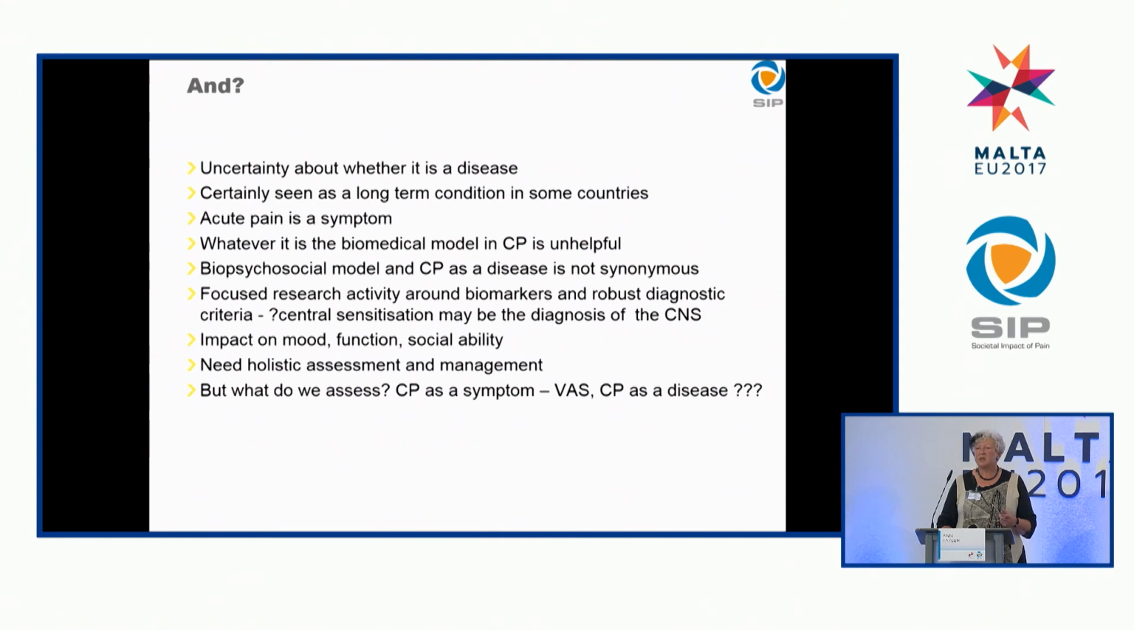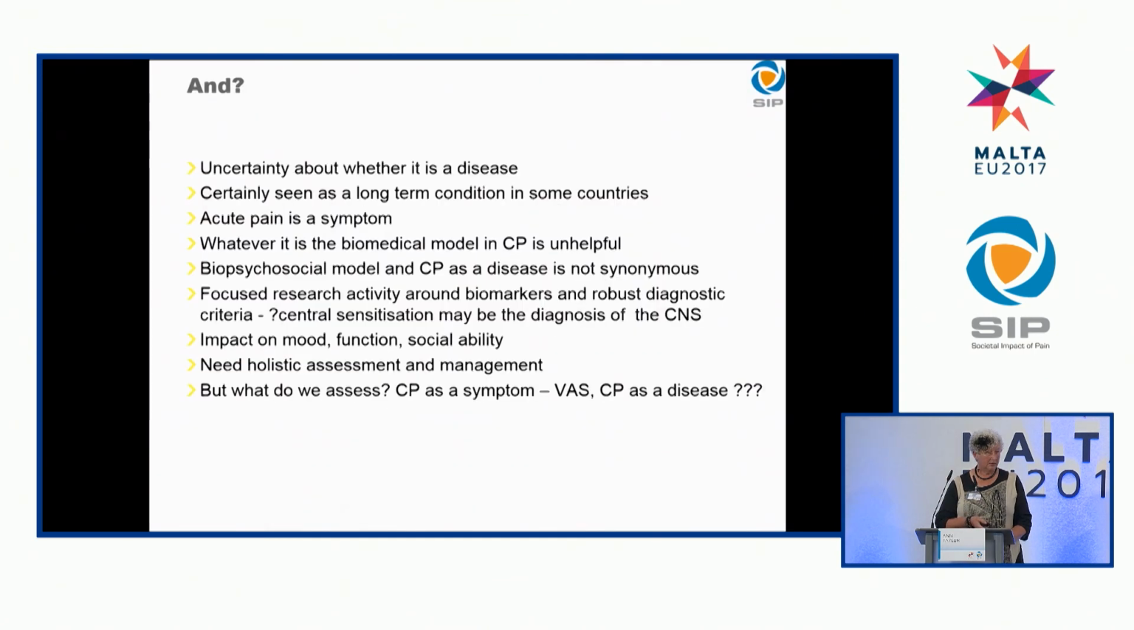And there are some papers in the Journal of Rheumatology around harmonising outcome measures that I would recommend to you. So if chronic pain is a symptom, we can measure it with a visual analogue score. If it's not, if it's a disease, we really need to think about how we're assessing pain and what we're researching from a pain perspective.